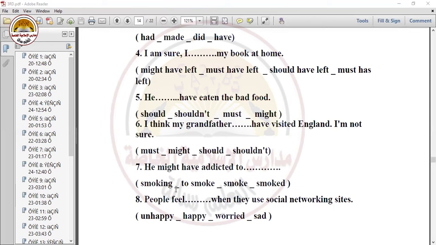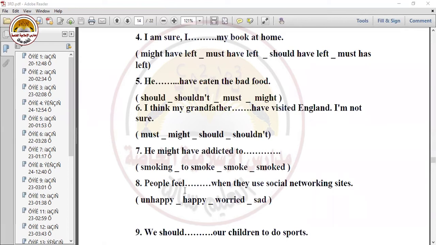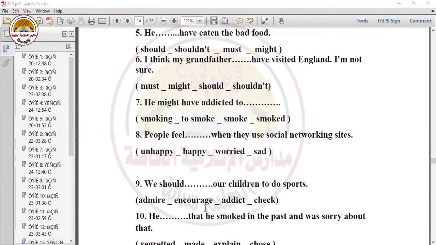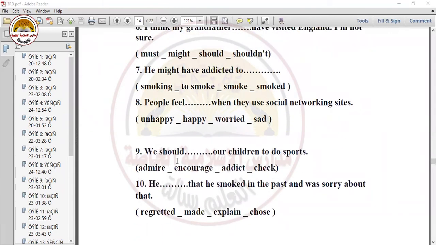Number eight, people feel when they use social networking sites. Unhappy, happy, worried, sad. Yes, happy. Number nine, we should encourage our children to do sports. Admire, encourage, dig, check. Encourage. Yes, very good. Number 10, he smoked in the past and was sorry about that. He regretted. Yes, very good, Ahmed. Thank you, regretted.